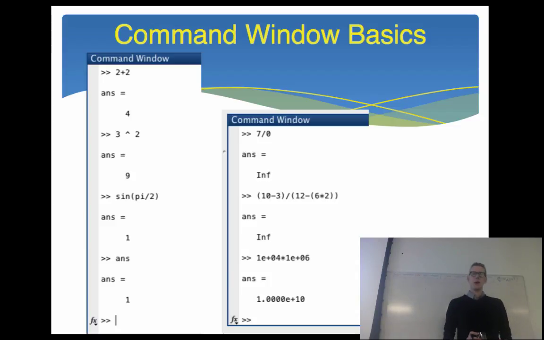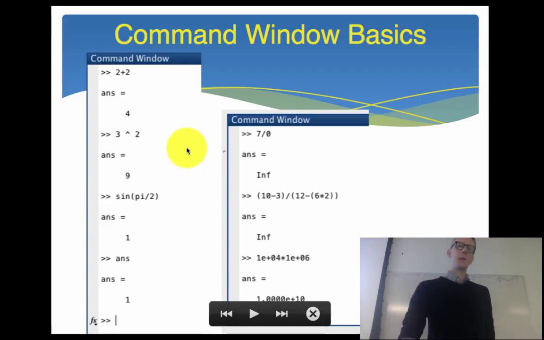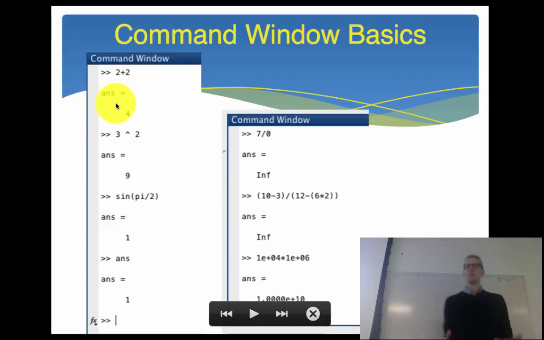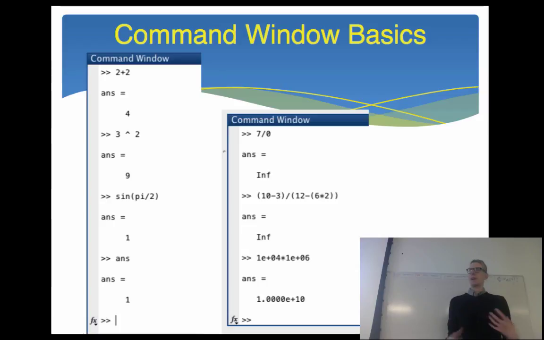You'll notice that every time I'm typing a command here, what's being returned to the screen is that answer equals and then the result of my function. So what does that mean? Well, that actually means that a variable called answer is being created every time I'm typing one of these commands. We can actually check what value that answer variable has by typing ans again. So if you type ans and hit enter, you should see the result of your last calculation.